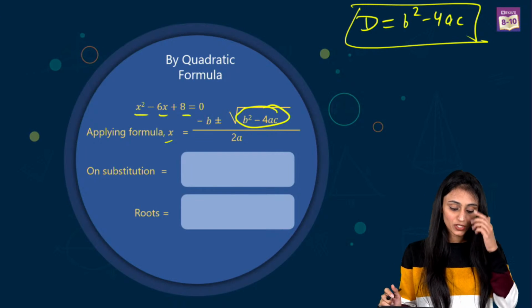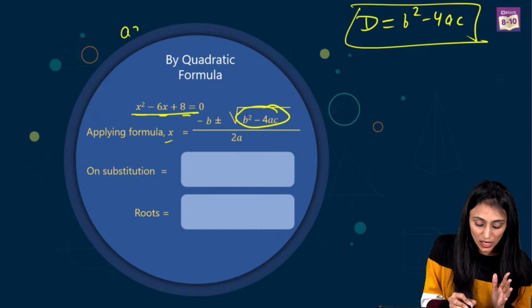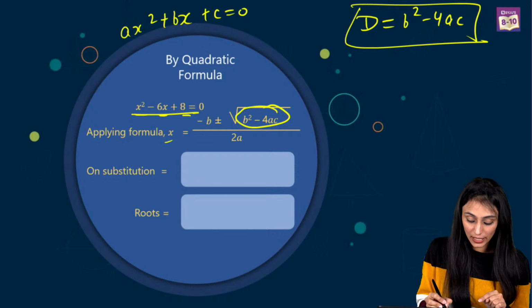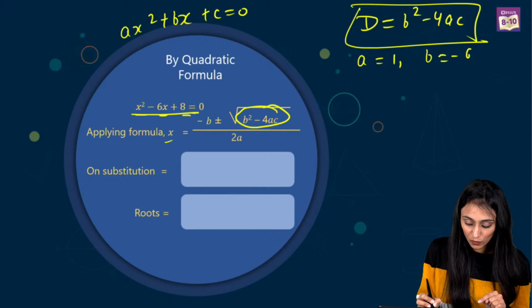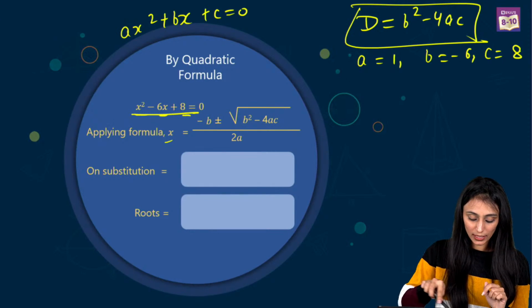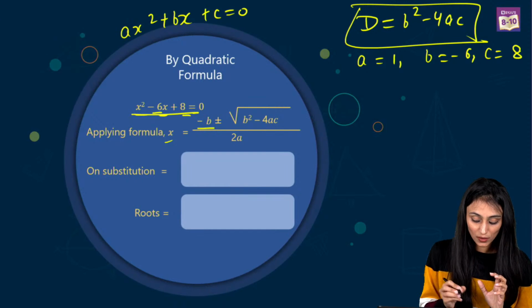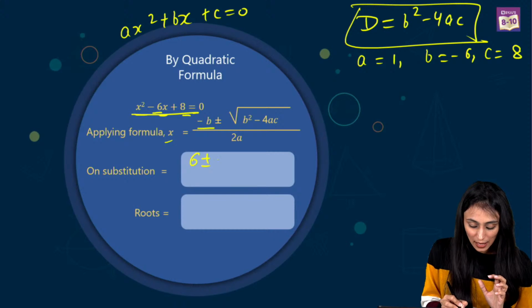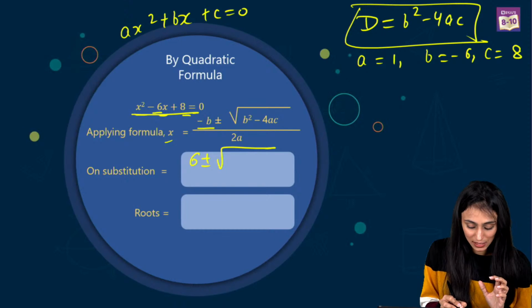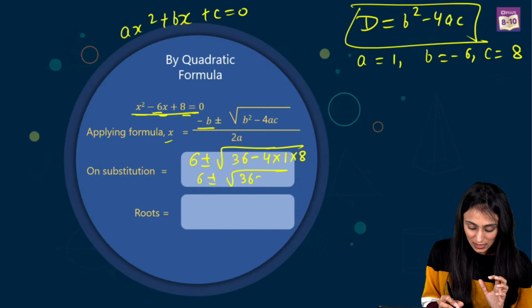First of all, you can compare it with the general form of the quadratic equation, which is ax square plus bx plus c equal to 0. When you compare it, you would see that a over here is 1, b is minus 6, and c is 8. Let's put everything here. On substitution, minus b is already minus 6, so this becomes positive 6 plus minus the square root of b square, which is minus 6 square, that's 36, minus 4ac. 4 times a is 1 and c is 8, that's 32. So 6 plus minus 36 minus 32.